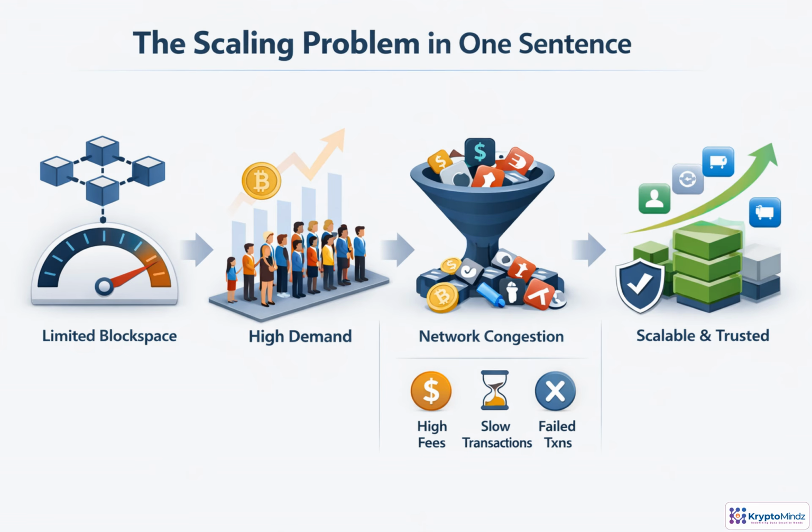Think of a blockchain like a highway with a fixed number of lanes. When only a few cars are driving, traffic moves smoothly. But during a spike in demand, the lanes do not automatically expand. Transactions compete for the same limited block space, so users pay higher fees, wait longer, or see transactions fail. Scaling means adding more useful throughput without giving up the trust and security that make the network valuable.